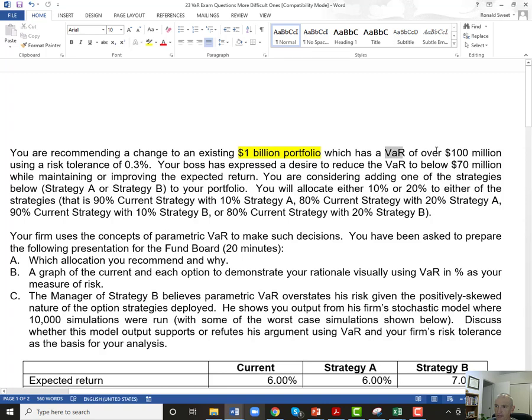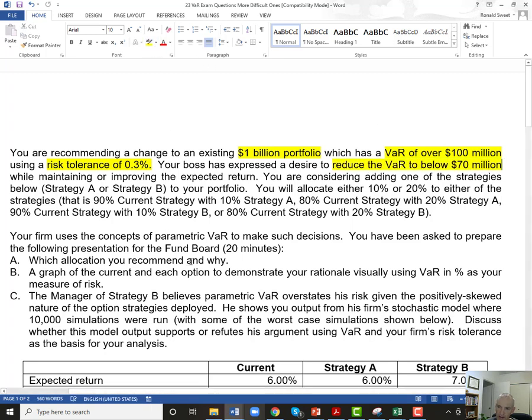Its current VAR is over 100 million. We'll actually calculate the VAR. This fund has a risk tolerance of 0.3%. How do we get that? Well, it just depends. When I did hedge funds, I had a sense of what my risk tolerance was based on what portfolio I was working with and what I knew about the firm. So that's very subjective, but you want to make sure you have some idea what risk tolerance you're at. Your boss has expressed a desire to reduce VAR below 70 million.